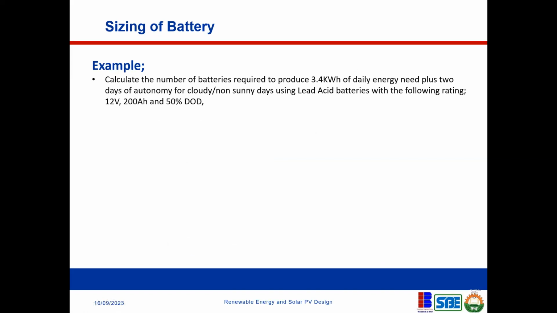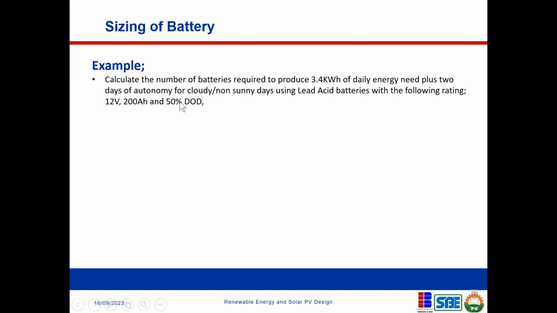So let us now proceed with sizing of our battery. Calculate the number of batteries required to produce 3.4 kilowatt hour, or 3,400 watt hour, of daily energy need, plus 2 days of autonomy for cloudy or non-sunny days, using lead acid batteries with the following ratings. This lead acid battery is a 12-volt battery, 200 amp hour, and we want to consider a depth of discharge of 50%.